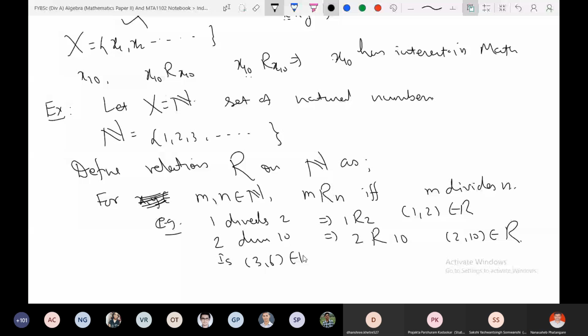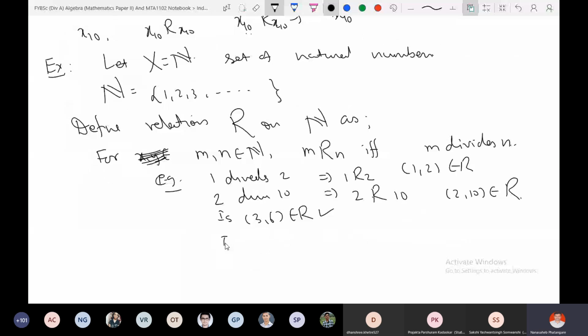Yes, this is true. Now, is the pair 6 comma 3 in R? No, because 6 does not divide 3. So 3 comma 6 is in R, but 6 comma 3 is not in R.